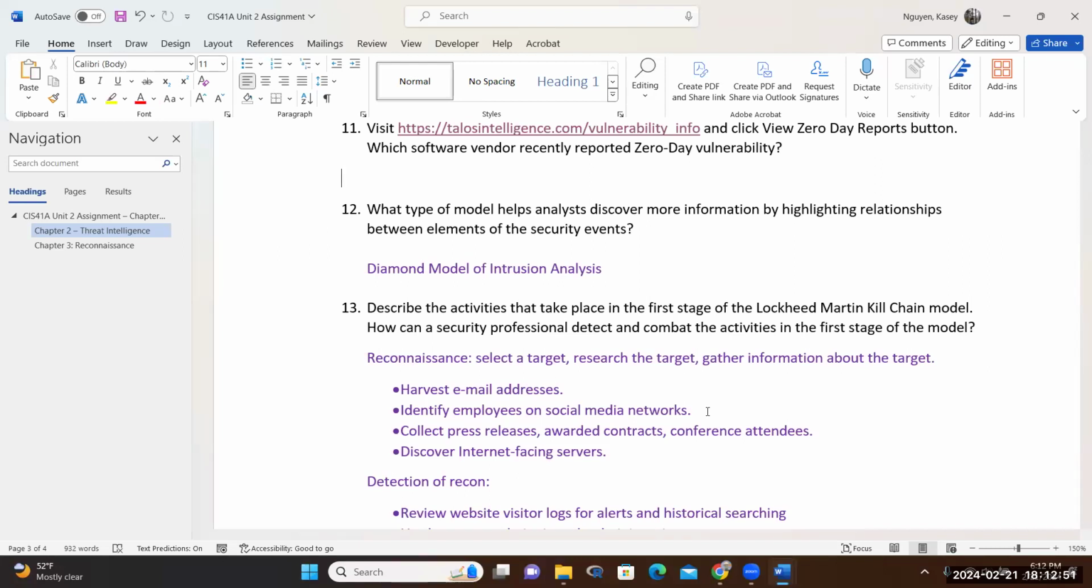Okay, so in recon, you would select a target and research that target and gather as much information about that target as possible. Could be social media, right? Google dorking, using software tools. Talking to people about that particular target. That could be a person or a company.